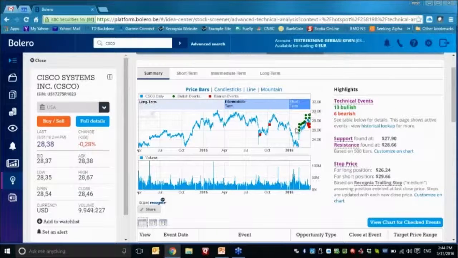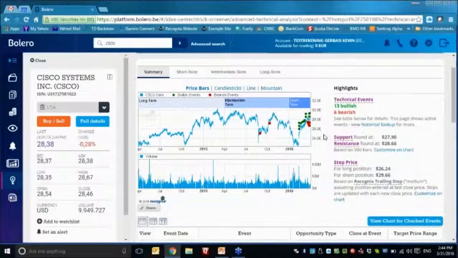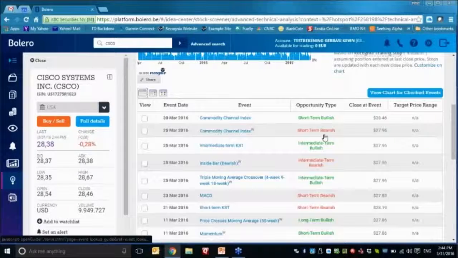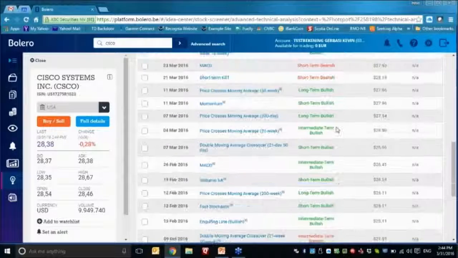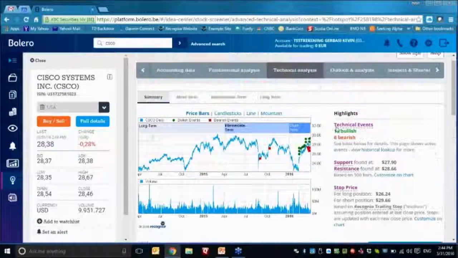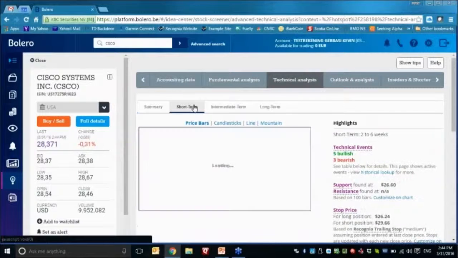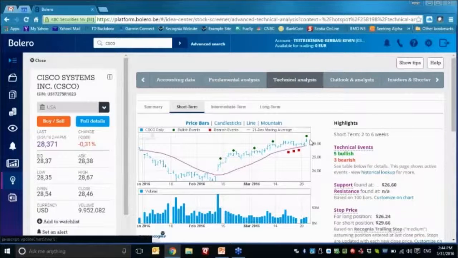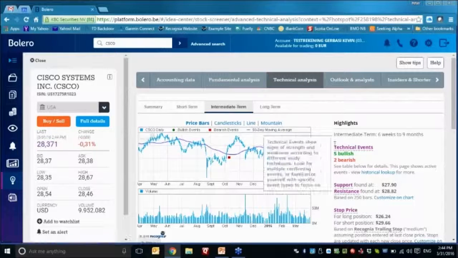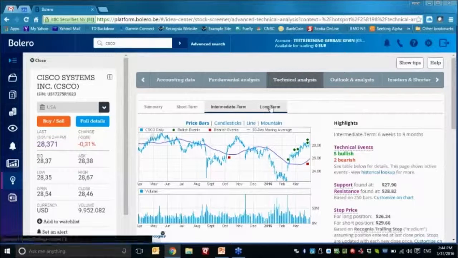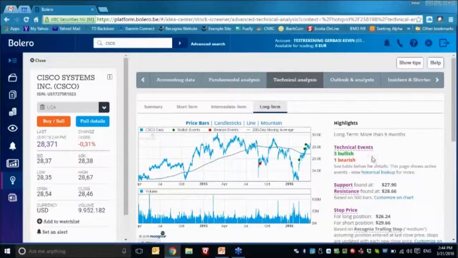And we can see by all these green dots, look how many bullish events have occurred recently. So scrolling down, we have lots and lots of green here, lots and lots of bullish events. Incidentally, I can view this in different time horizons. This is called the summary view, but I can equally well look at just the short-term events. And in the short term, I have 5 bullish and 3 bearish events. In the intermediate term, I have 5 bullish and 2 bearish. And in the long term, I have 3 bullish and 1 bearish event.